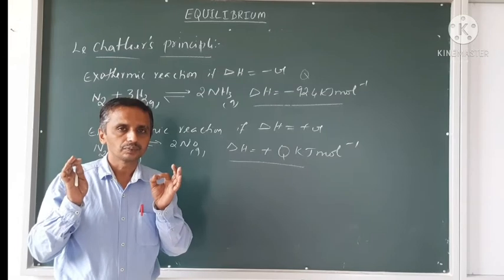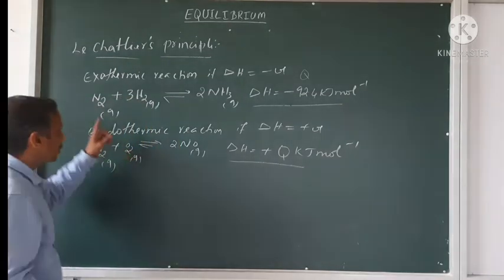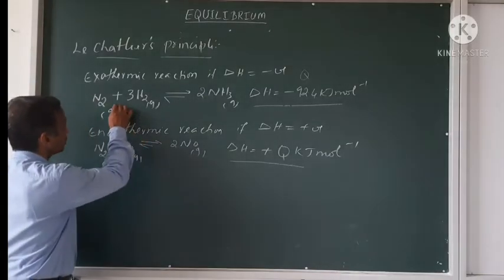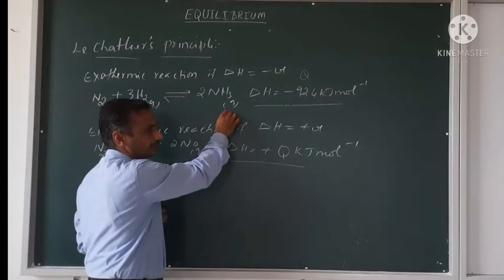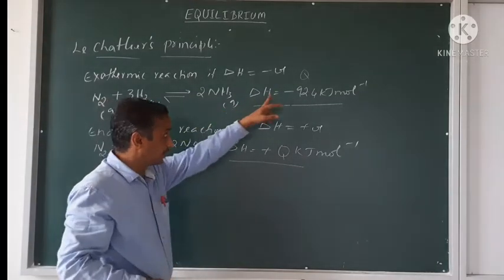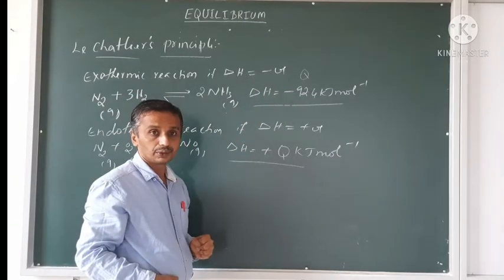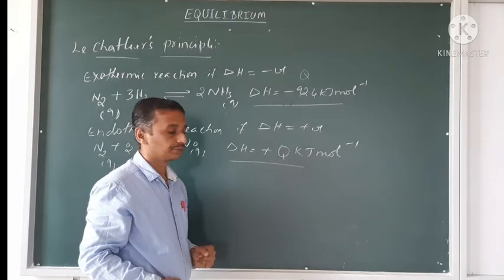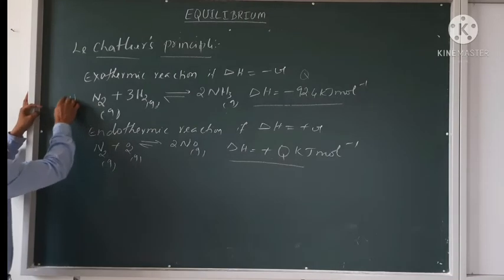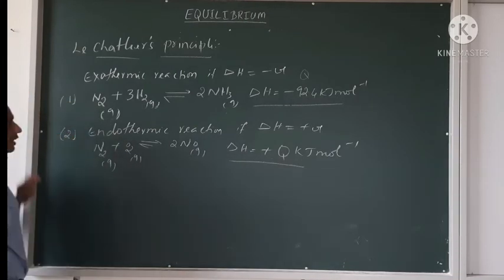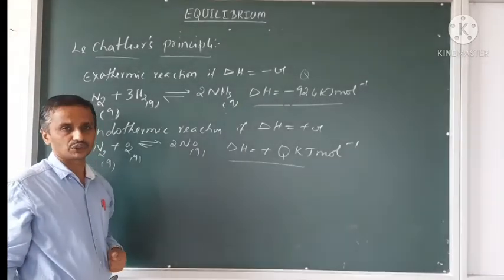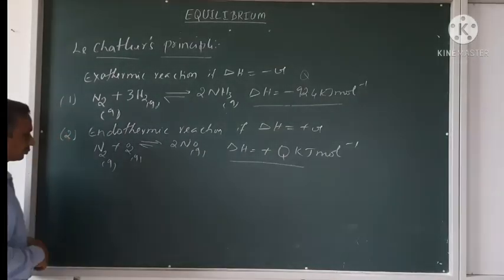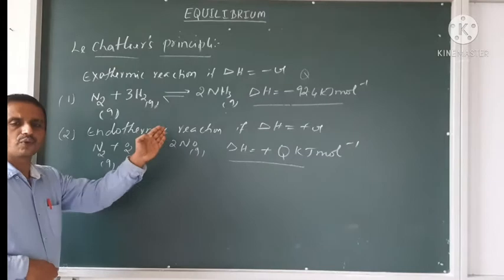Students, remember one more point. Writing a balanced equation along with the physical states and the heat evolved or absorbed, we call it a thermochemical equation. So, this is one example of a thermochemical equation. This is another example of a thermochemical equation. What does the thermochemical equation represent? Almost similar to how we read it.